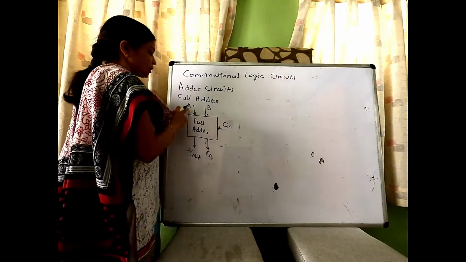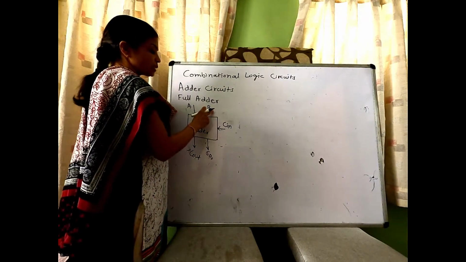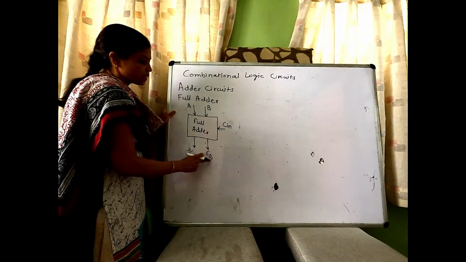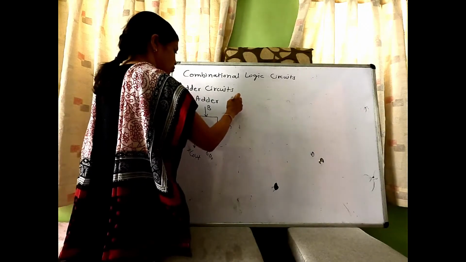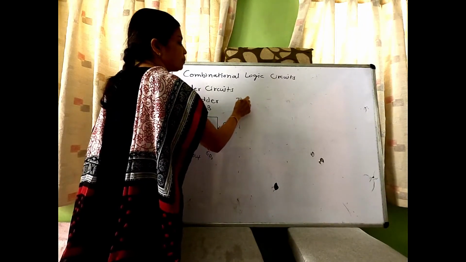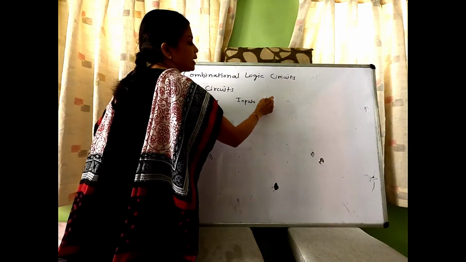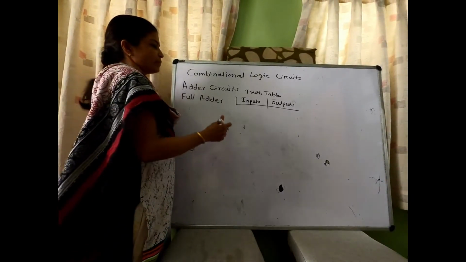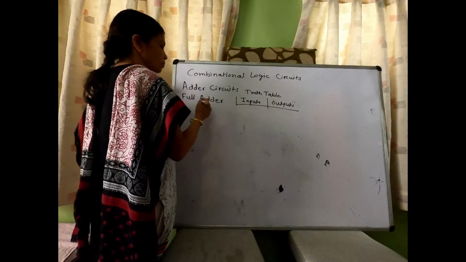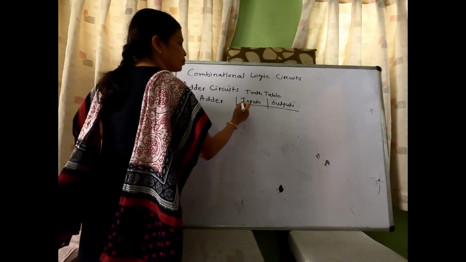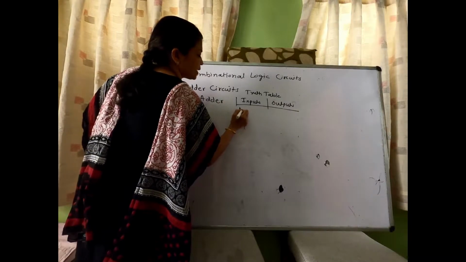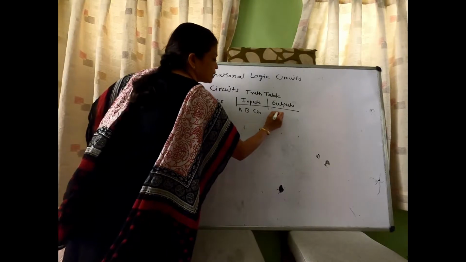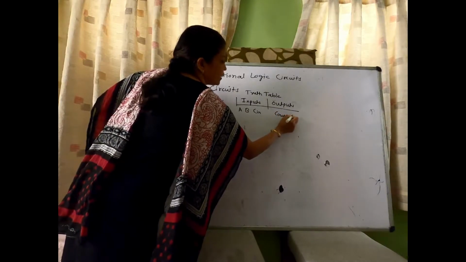Here we have assigned in the first step the input variables as A, B, C in and the output variables as C out and S0. Now using these input variables as well as output variables, here we will prepare the truth table for the full adder. Inputs we have assigned as A, B and C in. Outputs we have assigned as C out and S0.